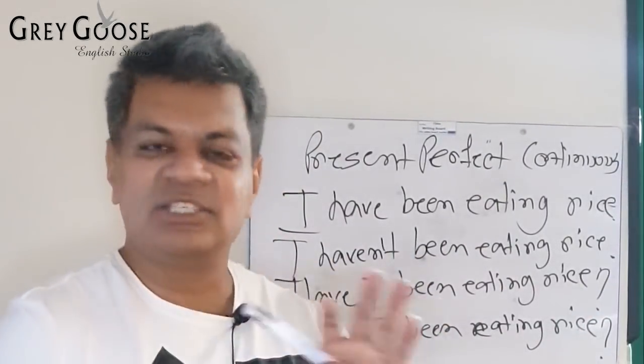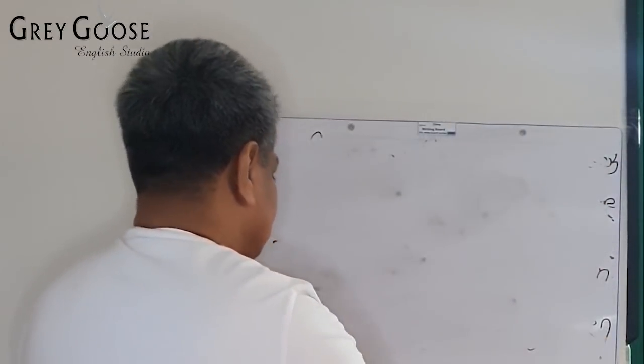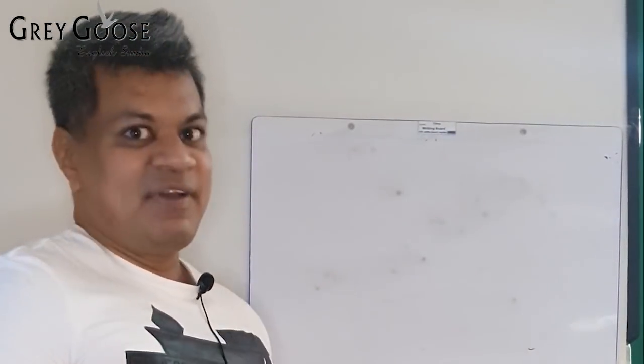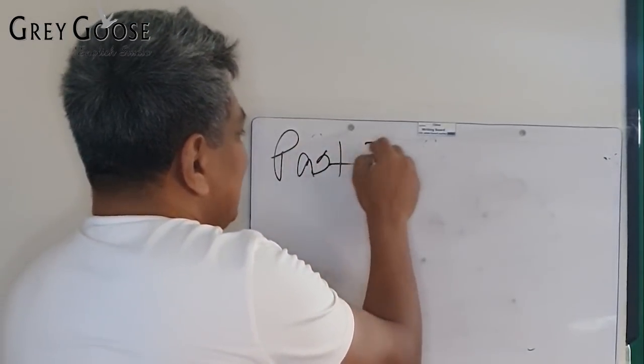Present family is done. Now, guys, as I have said, next family would be past, and then obviously it's going to be first one, past indefinite.